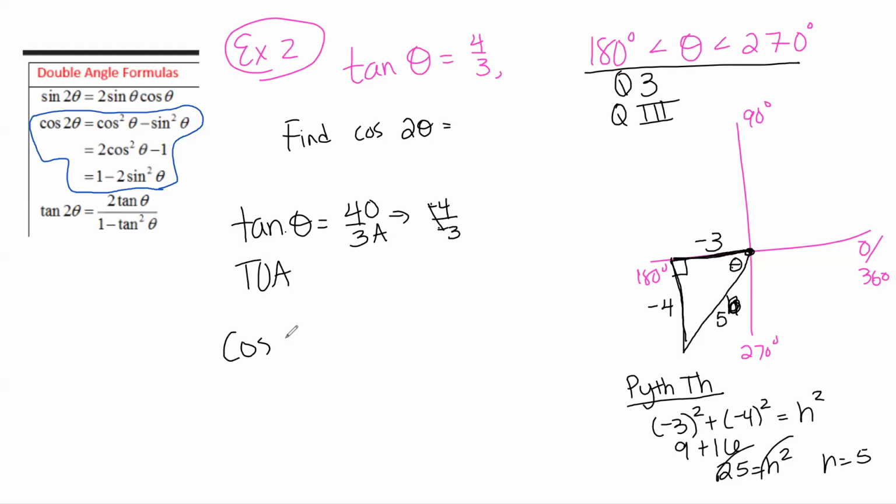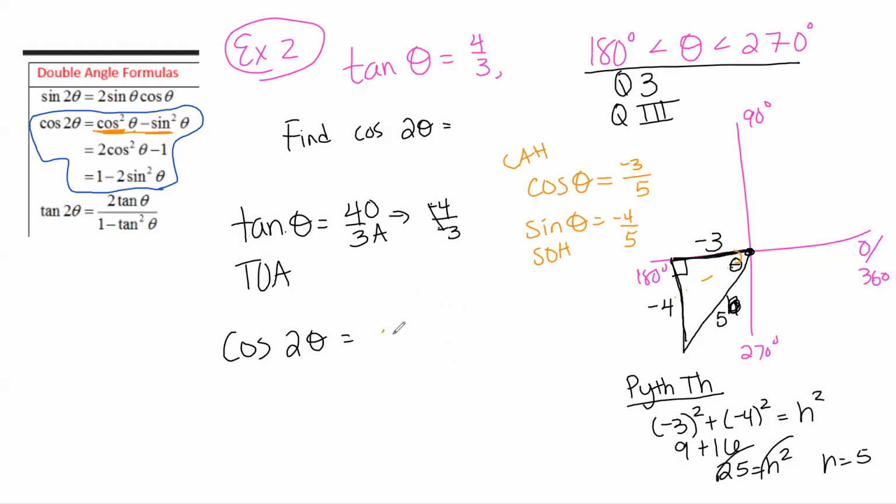Now we're going to do cosine 2 theta. It does not matter which rule you want to pick here. It doesn't matter. So you have 3 choices. For kicks and giggles, I'll do the top. So it says cosine squared minus sine squared. So looking at this triangle, we need the cosine and we need the sine. So cosine is adjacent over hypotenuse, and sine is opposite over hypotenuse. There we go.